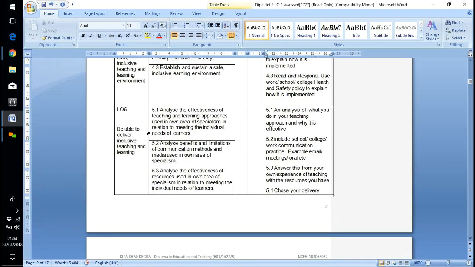Okay. So analyse the effectiveness of teaching and learning approaches used in your own area in relation to meeting the individual needs of learners, and an analysis of what you do in your teaching approach and why it's effective. Well, this is a bit of a narrative from yourself now on how you actually operate. For 5.2, you can include college or school work communication practice, for example email, meetings, or how you actually communicate within the school itself.